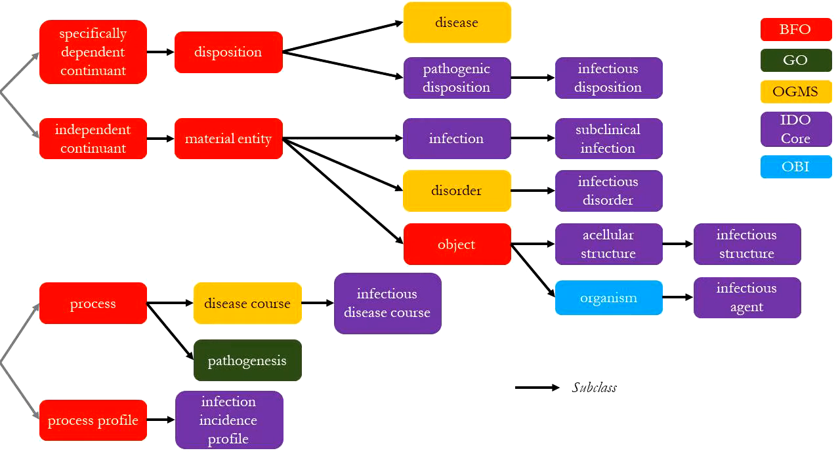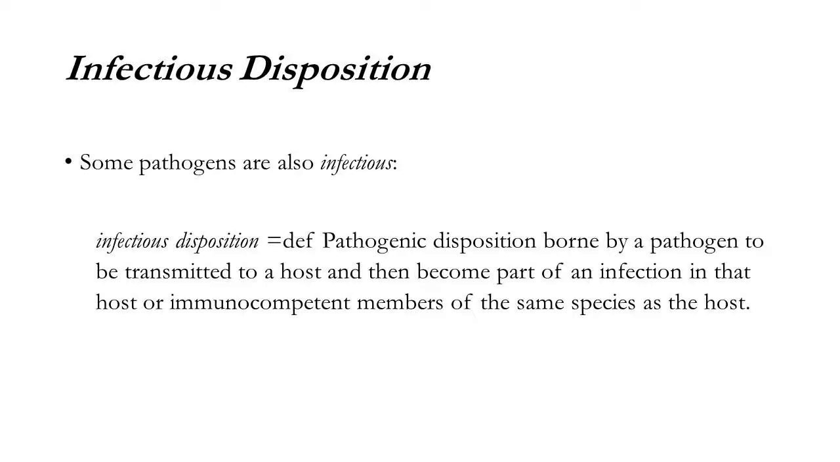Moving over here to a subclass of pathogenic disposition, namely infectious disposition. Here we have a pathogenic disposition that's borne by a pathogen to be transmitted to a host and then become part of the infection. It's not enough for an organism just to be disposed to be transmitted to a host. That might count too many entities as infectious. It also has to be disposed to become part of an infection, so form infection in the host if it's transmitted. Now, as I mentioned, we have this immunocompetent members of the same species as host clause.